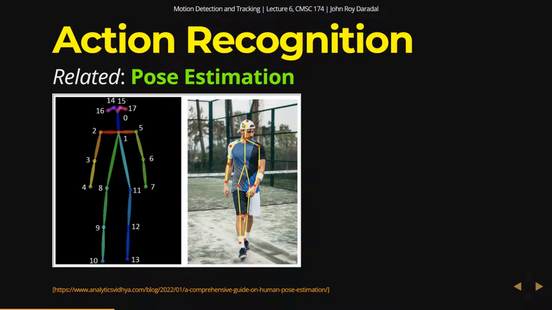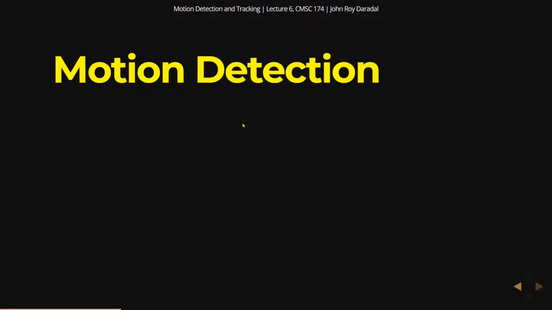A related task, not necessarily for videos, but you can do this for still images, is called pose estimation, wherein you're trying to estimate or model the pose of a human. This will help you recognize the action later on, because you are estimating the pose, and that will tell you more or less what action the person is doing. Okay, so that is action recognition. But as I mentioned, we will focus on the first two tasks, which are motion detection and tracking. Okay, so let's start with motion detection.